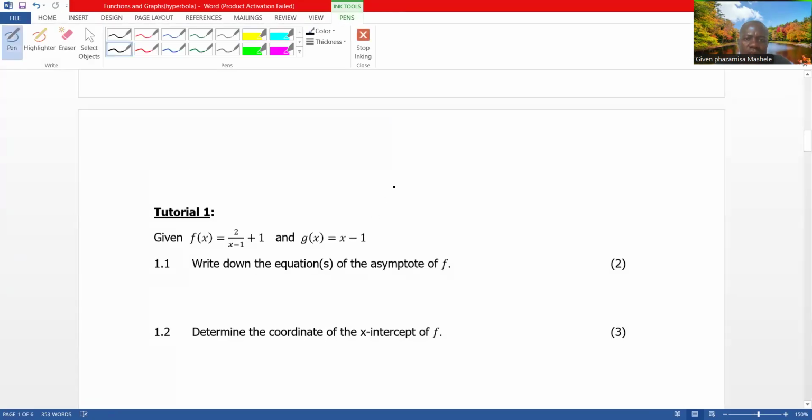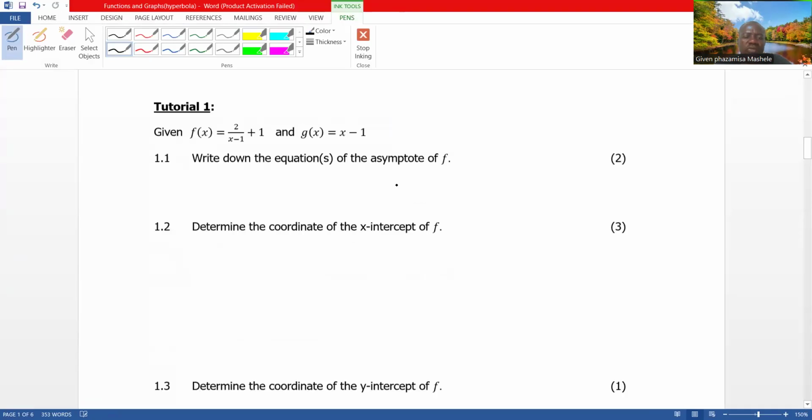Okay, right. On this question, we are actually given f of x. So f of x is equal to 2 over x minus 1. This is a hyperbola. And we are also given g of x, which is x minus 1. Obviously, this is a straight line. So we're given a hyperbola and a straight line.